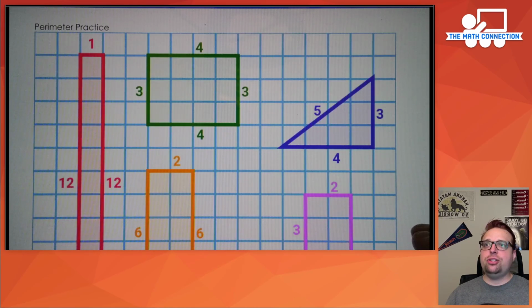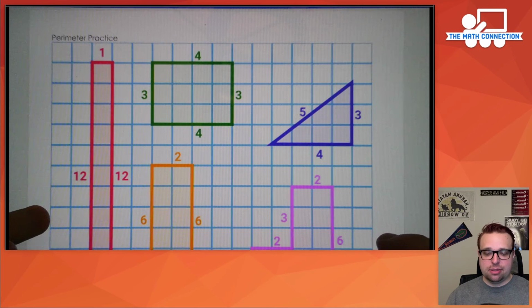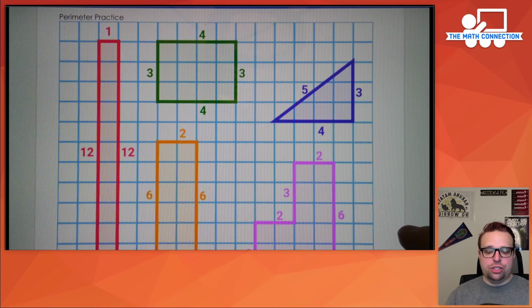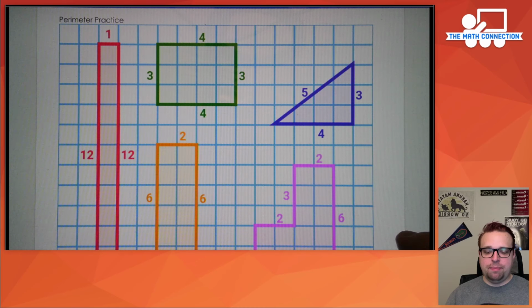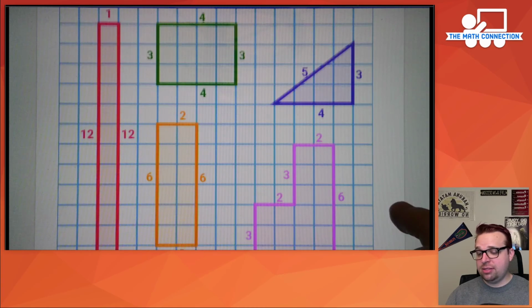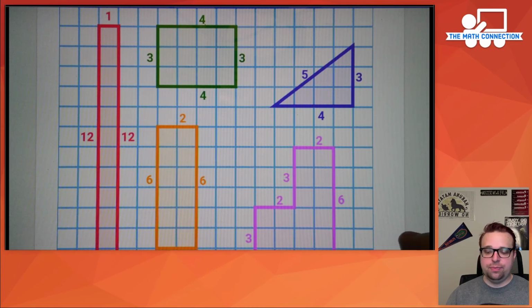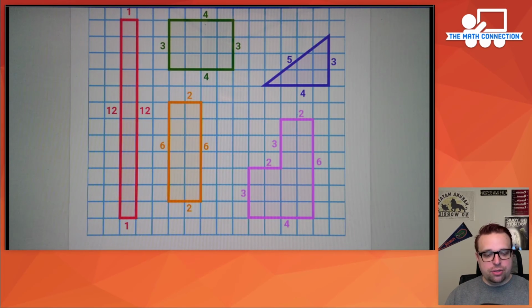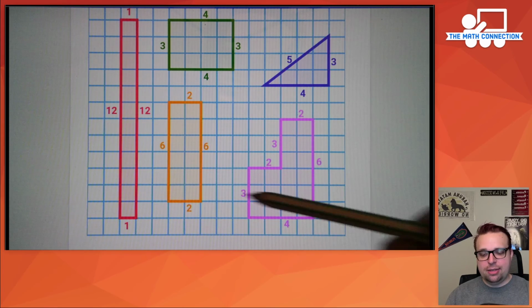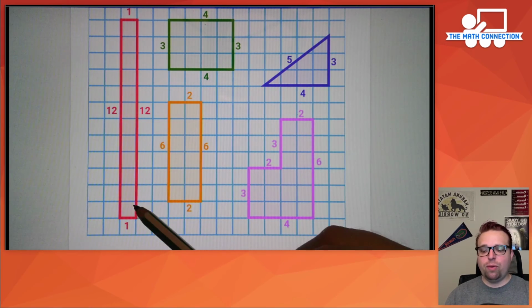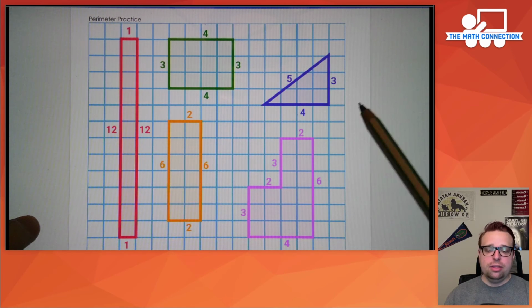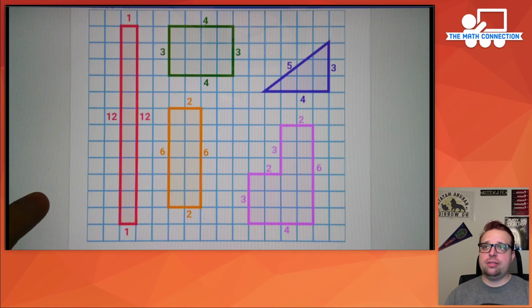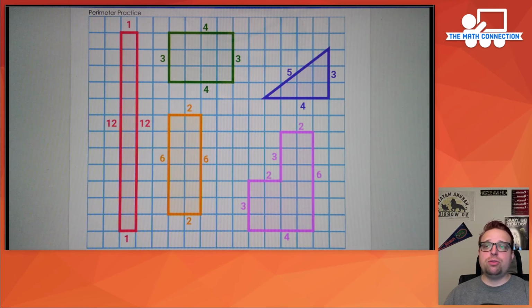We're going to go to this next page here, which is called perimeter practice. And all the shapes that you see here already have all the side measurements. I'm going to zoom out a little just so you can see everything. I'll also use a corresponding color of my pen to match the color of the shape. So let's look at the red shape first. There are no units here, just numbers. So we don't have to worry about centimeters or inches or whatever. Whatever the answer is, it's going to be in something called units.